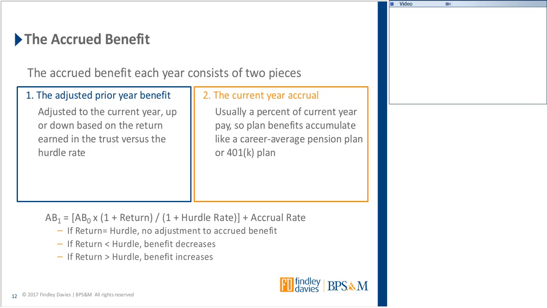The part that takes more to explain is this adjusted prior year benefit, and we are adjusting that benefit up or down based on how the returns in the plan, the returns on the trust assets, are compared to that hurdle rate. So, if we look at our little bit of algebra here at the bottom of slide 12, we have our accrued benefit at time 1 is dependent on our accrued benefit at time 0, and we're growing it by the returns and measuring that against the hurdle rate. So if the return equals our hurdle rate, we get that nice cancellation there, and there's no adjustment to the accrued benefit. If our return is greater than the hurdle rate, now our numerator is greater than our denominator and the benefit increases, and conversely, if we get returns below that hurdle rate, we're going to see the benefit decrease. So this is where we talk about the hurdle rate determining the richness of the benefit.